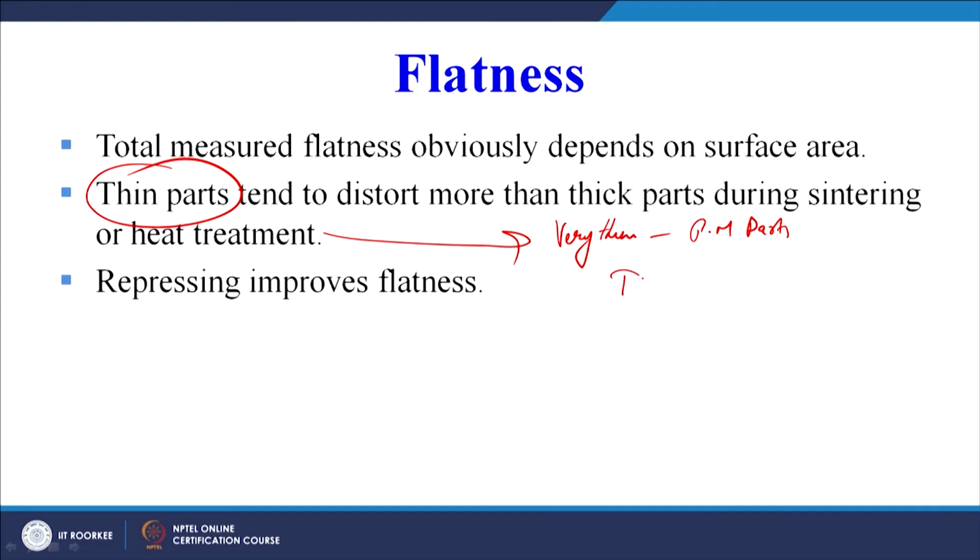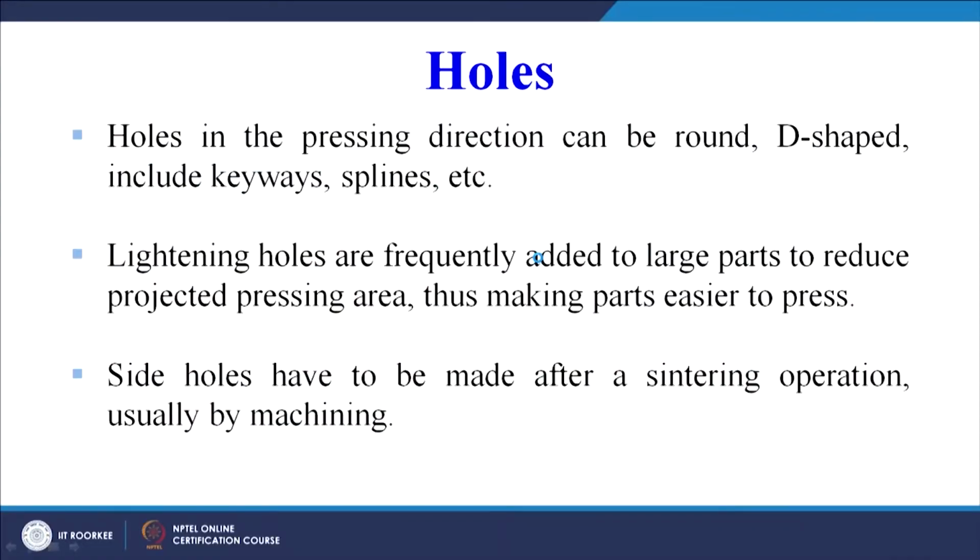So in order to avoid the distortion of the product during sintering, we must make it sufficiently thick. So wherever possible, we can choose what must be the thickness of the part which has to be made by the powdered metal using the powder metal processing technique. Repressing, so we can do the repressing or recompaction. Repressing improves the flatness.